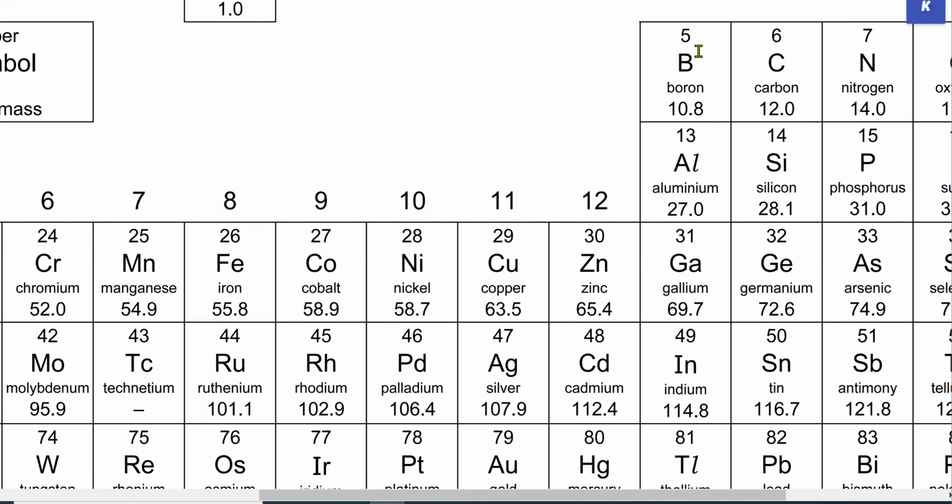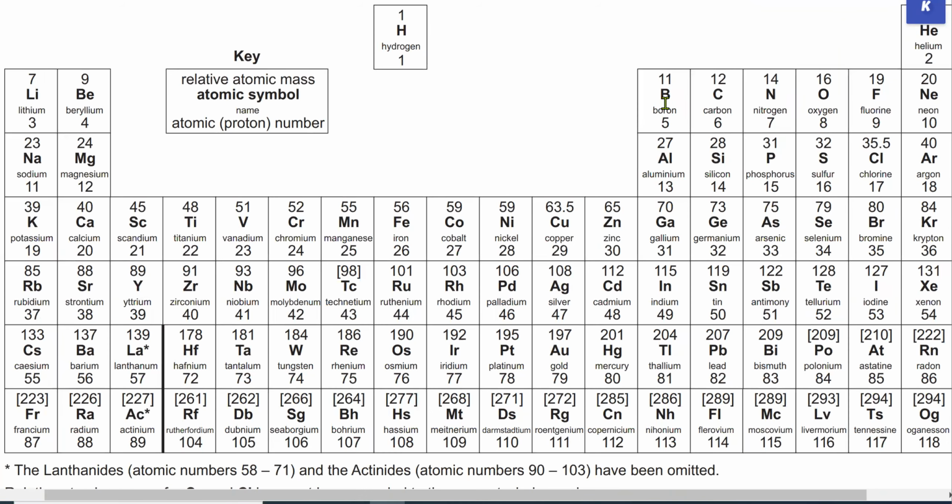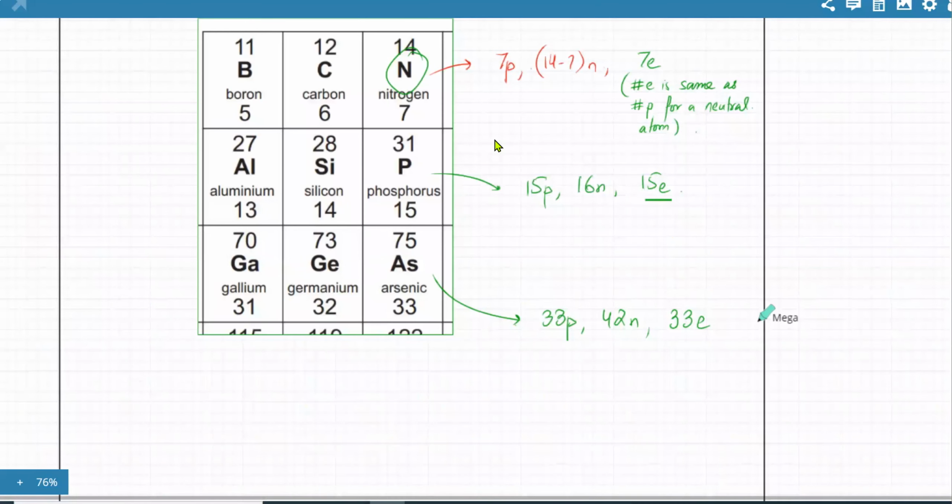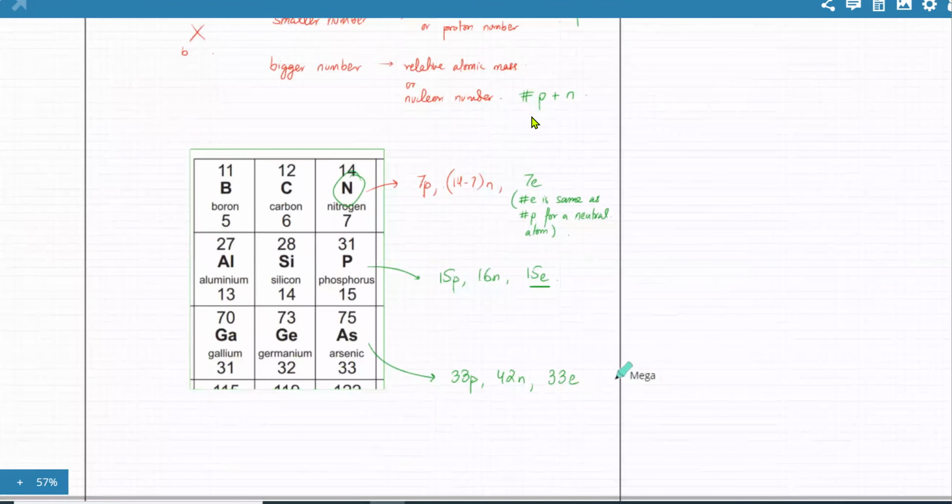Like over here, the smaller number is actually at the top. Over here, the smaller number is actually at the bottom. So just ignore the position. A lot of people think about position, like the one that's on the top, the one that's at the bottom. They keep changing. So ignore the position. Just think of it in terms of the smaller number and the bigger number. So smaller number is the number of protons, bigger number is the number of protons plus neutrons.